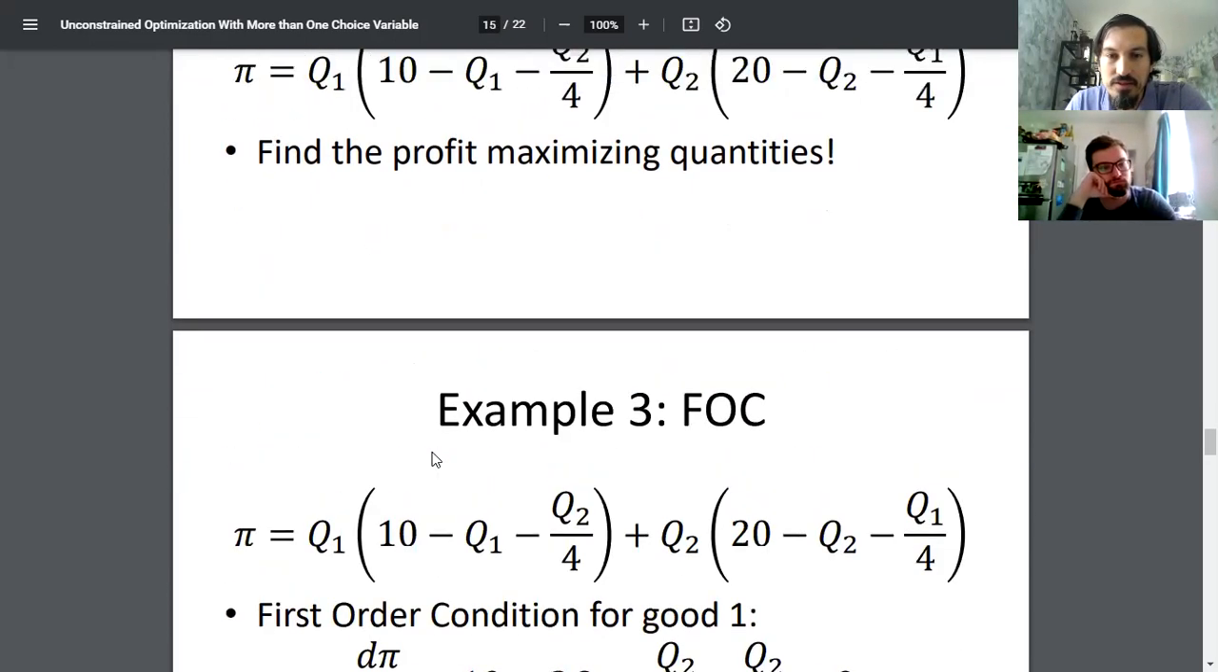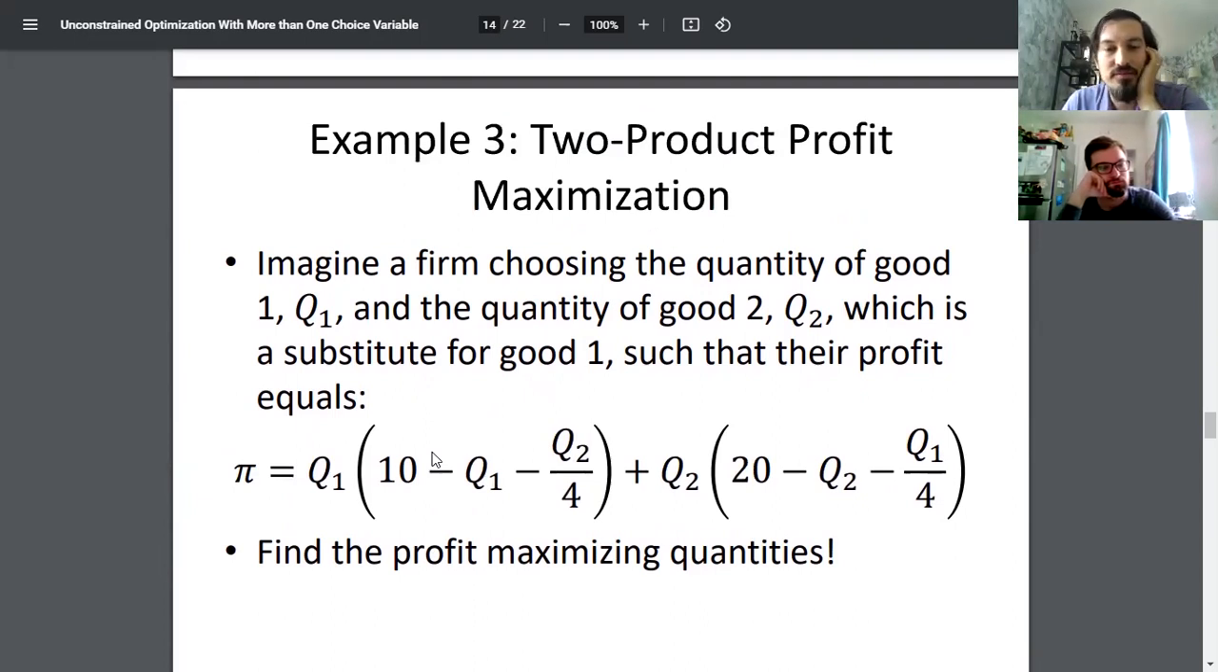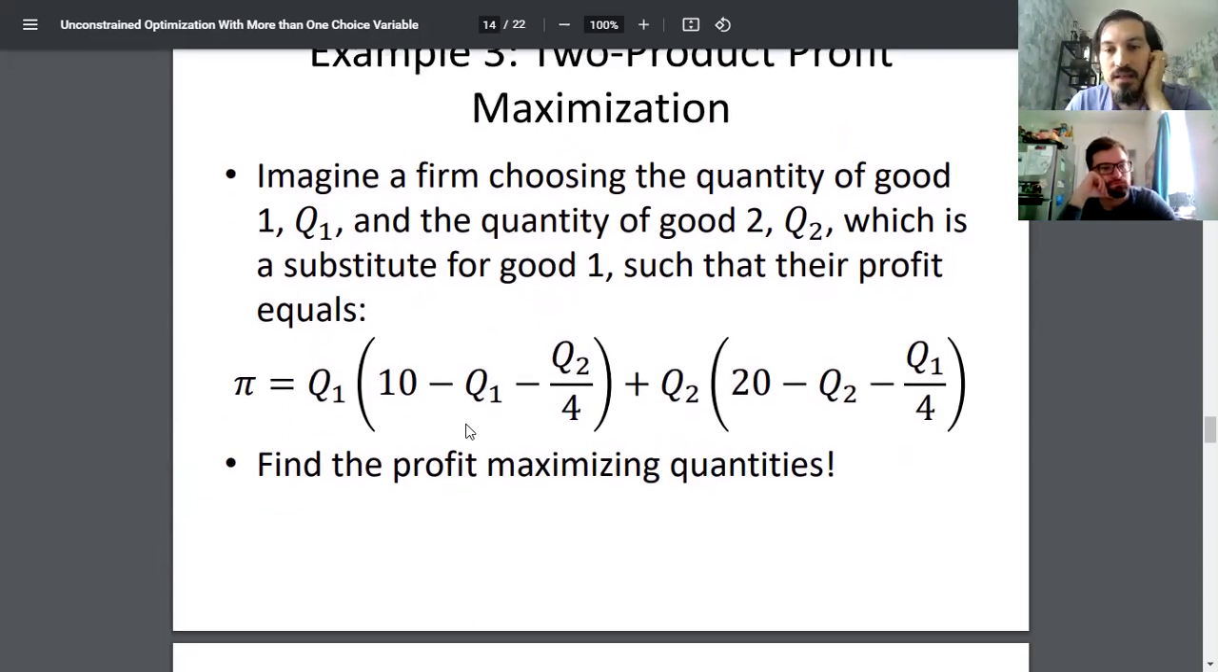Darn, I don't have a blank screen for me to write on. Can somebody tell me what to do here?